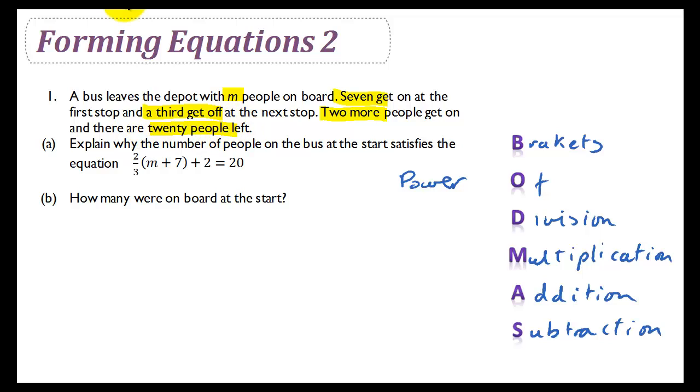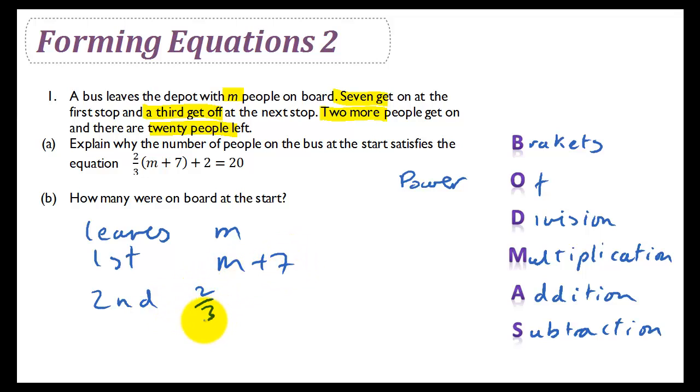So let's write that out as an equation. When it leaves, we have m. At the first stop, 7 get on, so m plus 7. And a third get off at the next stop. Now if a third gets off, that means you've got 2/3 left on. So 2/3 of (m plus 7) is left on. Notice I put these brackets in to make sure you know you've got to add 7 before you times by 2/3. Hence brackets are the most important thing. You must do the things inside brackets before doing other operations.